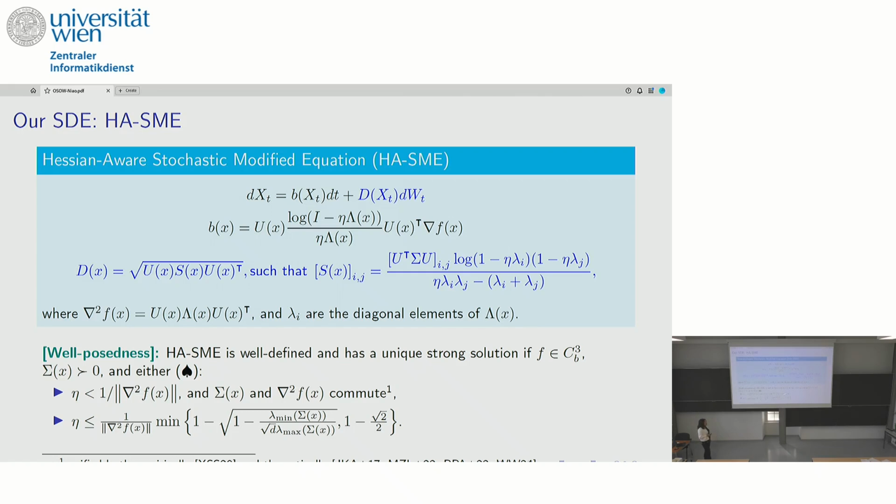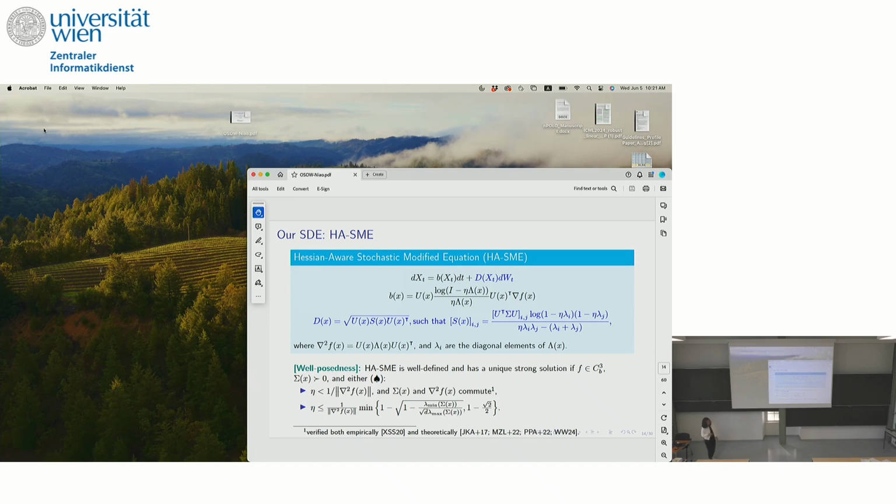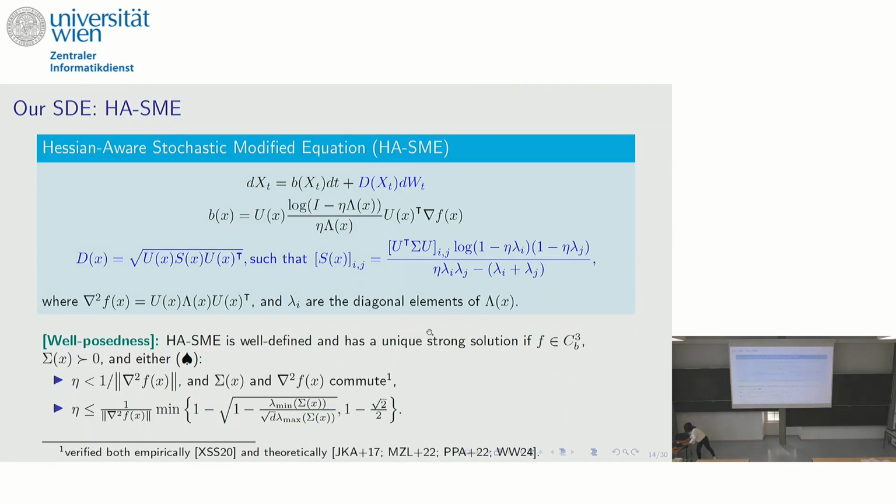This might sound like a strong assumption, but in fact, many recent works, I have the reference here, have empirically and also theoretically verified that for many problems, the covariance near the local minimum or global minimum indeed behaves similarly to the Hessian. And this basically says that the eigenvectors of these two matrices are aligned.